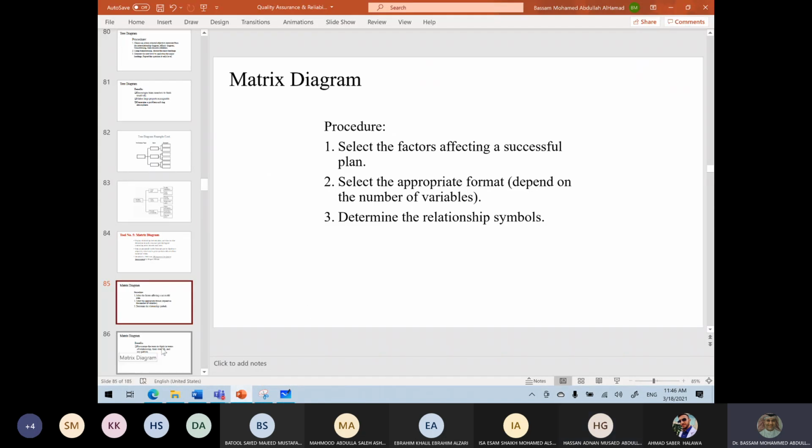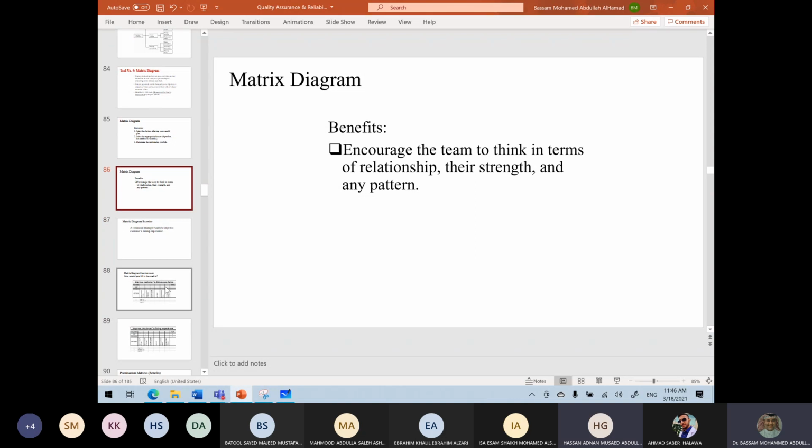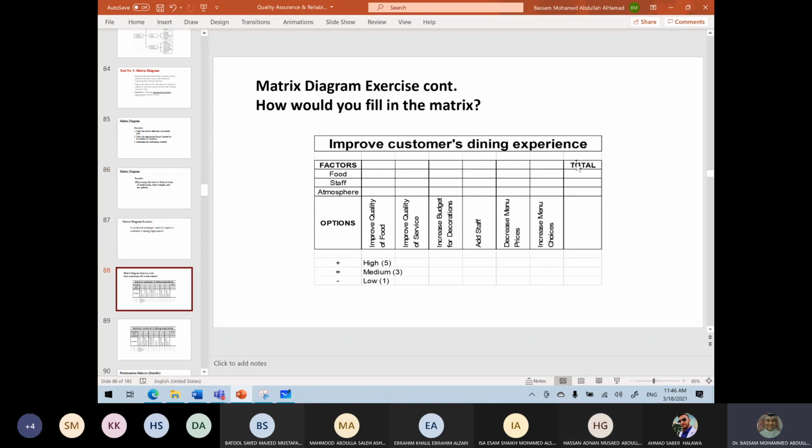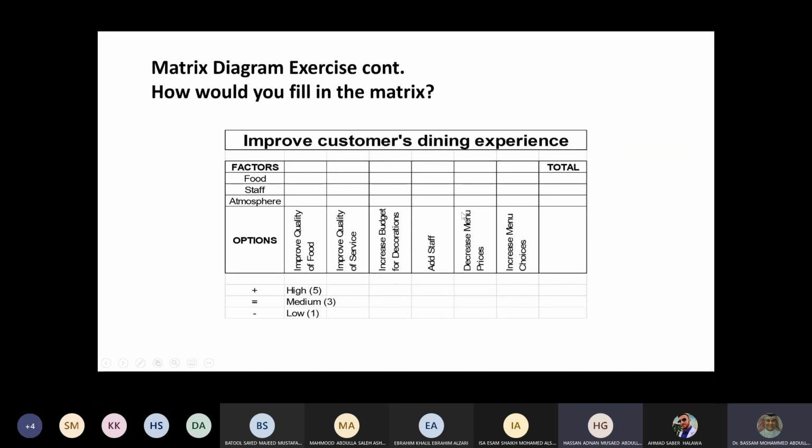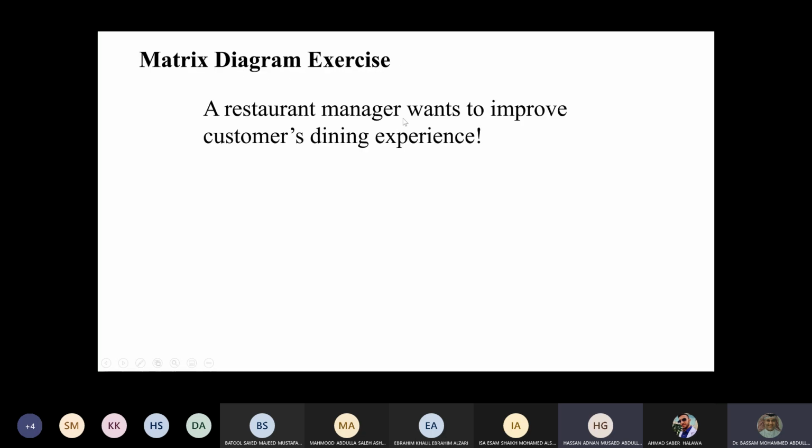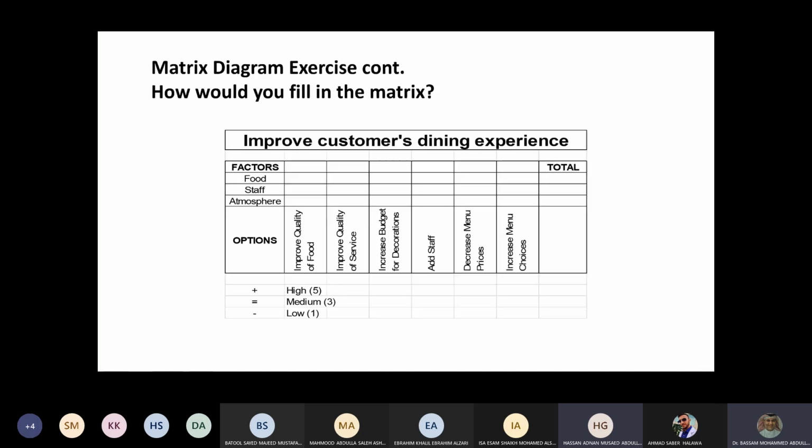Other examples, if you want to look at, for example, here's another example. This is a very trivial example. This is very straightforward. It's an easy example, not like the ones that we have already applied. So for example, here we have a restaurant manager. He wants to improve the customer dining experience. So when the customer gets in, he has a very good experience inside the restaurant.